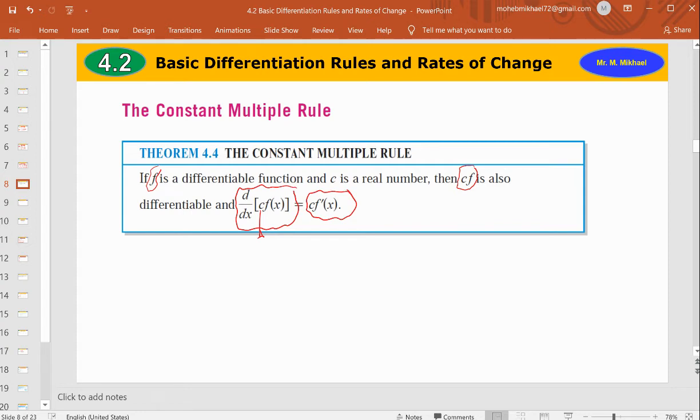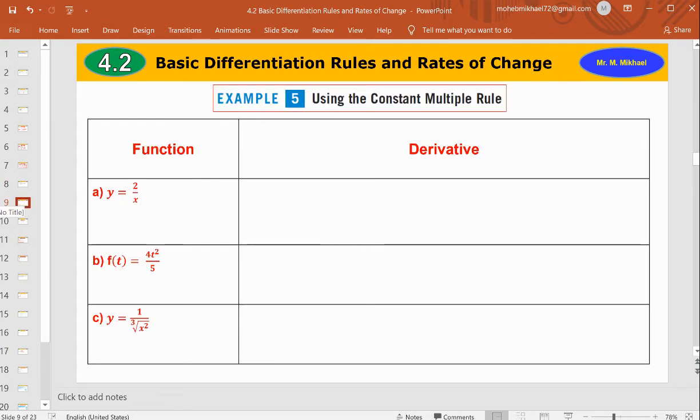Yeah, guys, it does make sense. So let's apply this idea, using the constant multiple rule to find the derivative of each of the following functions. The first function, y equals 2 over x. What is my job? I need to find the derivative of this function. Let me rewrite this fractional function to eliminate this fraction. So that's going to be 2x to the power -1. So that's my job. I need to find the derivative of this function.